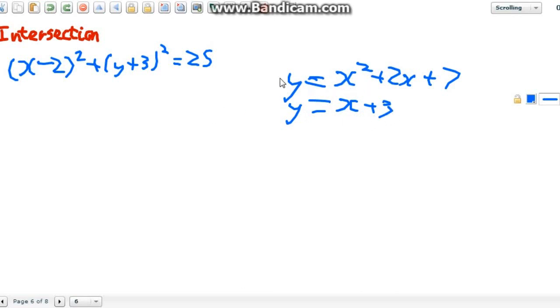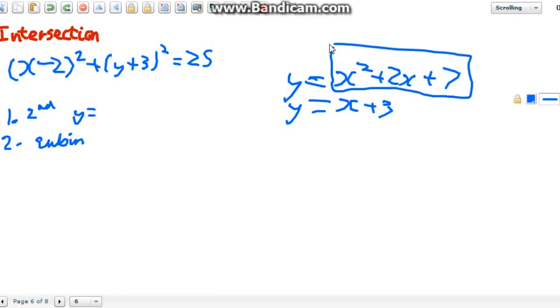It could be anything. But the way to do this question, step 1 is to make sure your second equation is y equals something. You want to have y on its own on the other side. If it's not that, change it so that it is. Then your second step is to sub in all of this part, everything apart from the y equals, to your circle. So you'd put all this in here and replace y with it, because y is equal to all this.